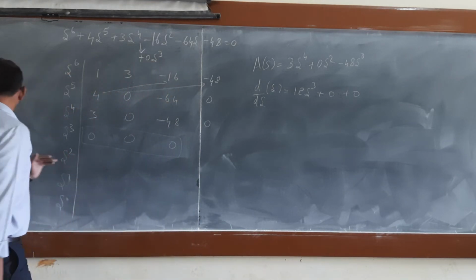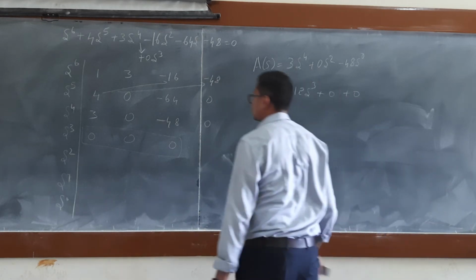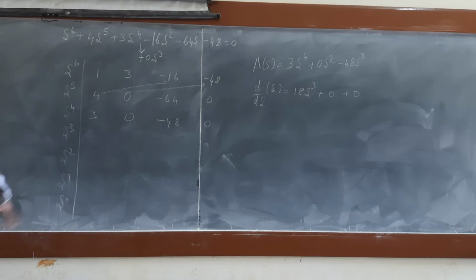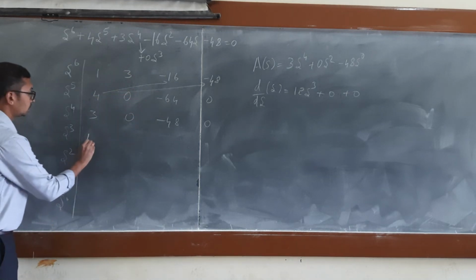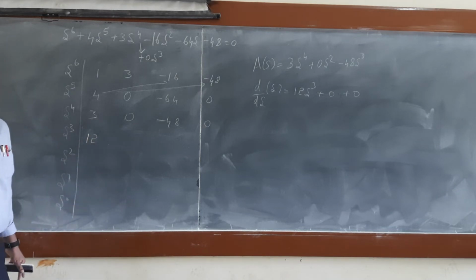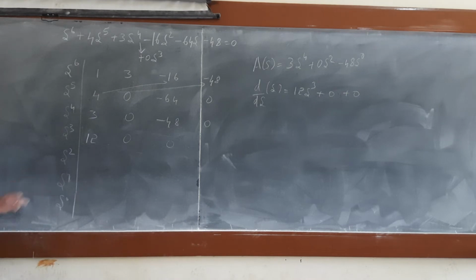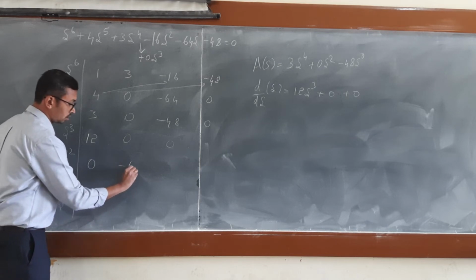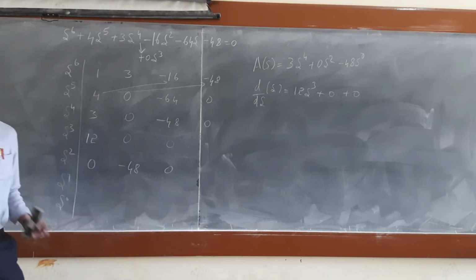So instead of the row of zeros, I am going to write the coefficients of the derivative. That will be equal to how much? 12. Right? So this will be 0, 0. Next, what is the row of s to the power of 2? 0, minus 48. Next, 0, 0, 0.